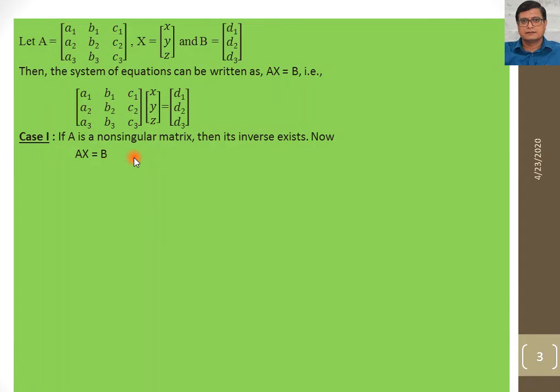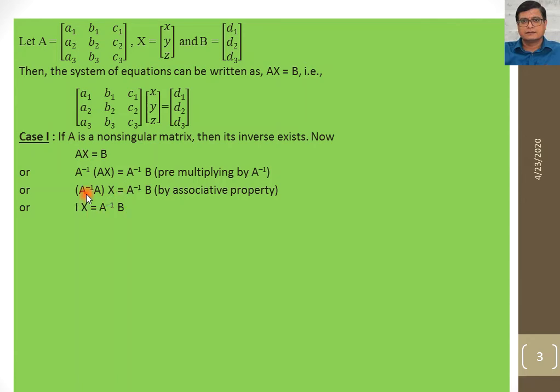Now what we do, because we have taken Ax is equal to B, is pre-multiply both sides by A inverse. Then we use the associative property: A inverse of Ax is A inverse A into X, which is equal to A inverse B. This is the associative property. Then A inverse A is I, the identity matrix, into X. This is equal to A inverse B, and then X is equal to A inverse B. So this is the mathematical operation which we have used here, and now we have converted AX is equal to B into X is equal to A inverse B.